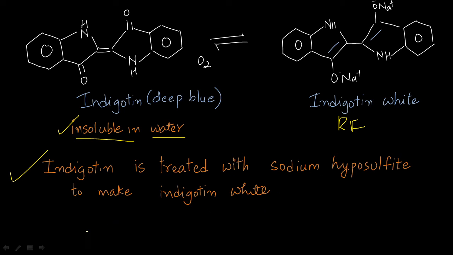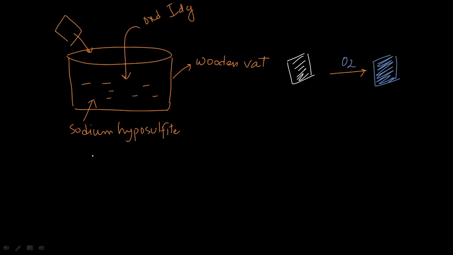Now we'll just look briefly at the dyeing process, how the dye happens. We have an oxidized form of indigo that we synthesized. We put it in the solution of sodium hyposulfite, so it is reduced to form indigo tin white. Now this is the fabric that we put in the vat. Vat is a wooden vessel, that's why these are vat dyes. So we put the fabric in the wooden vessel and it undergoes air oxidation to give a blue color. It goes back to the original indigo color. So this is a vat dye.